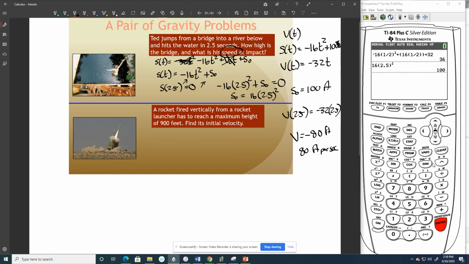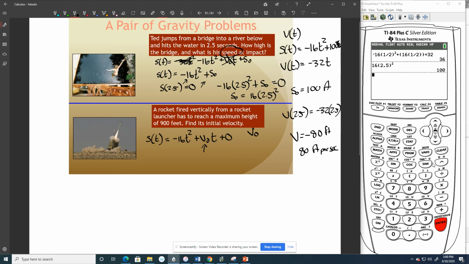Okay. Now the second one here: a rocket gets fired vertically from a rocket launcher and it reaches a maximum height of 900 feet. Find its initial velocity. So we're looking for V naught. In this case, my formula is s of t equals negative 16t squared plus V naught t, which is what I'm looking for right here. Now it sounds like it's just getting launched from the ground, so I'm going to set my initial height equal to 0.